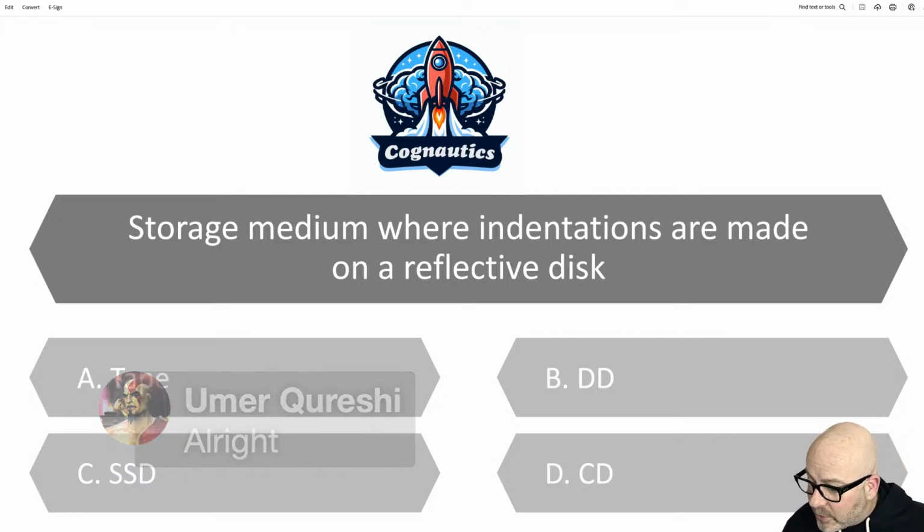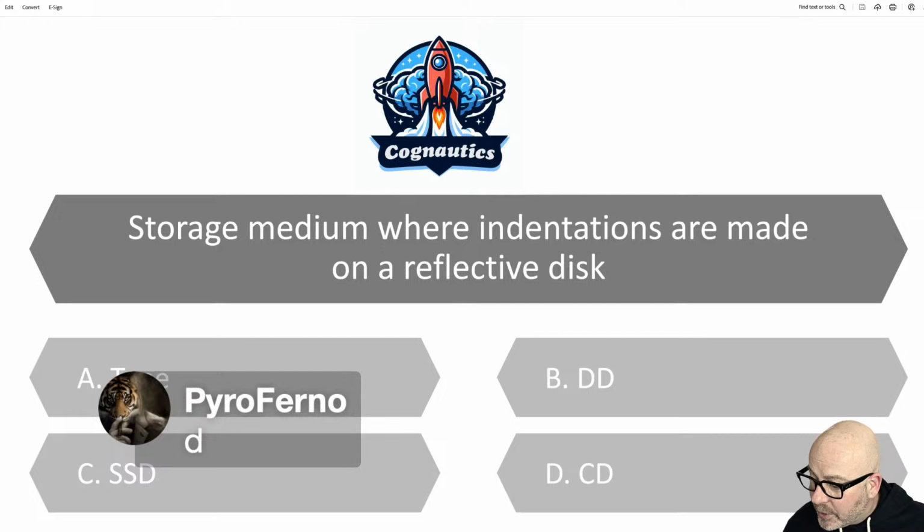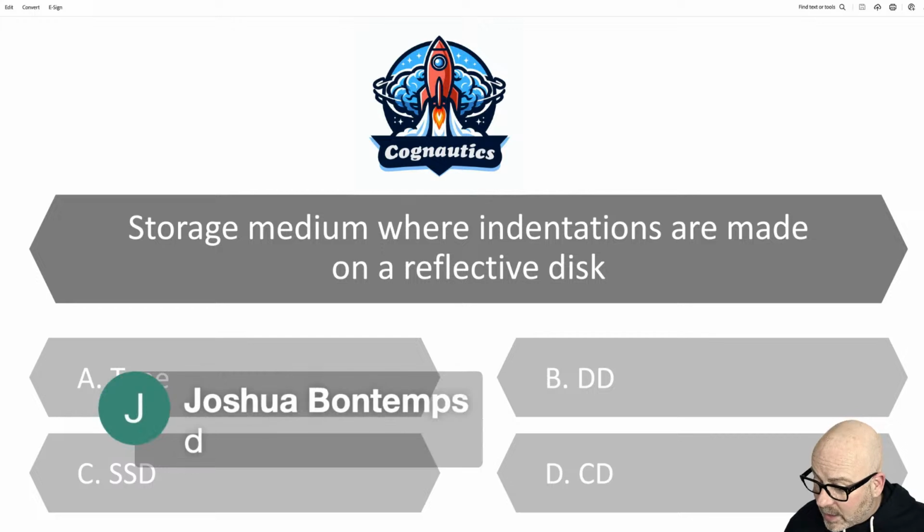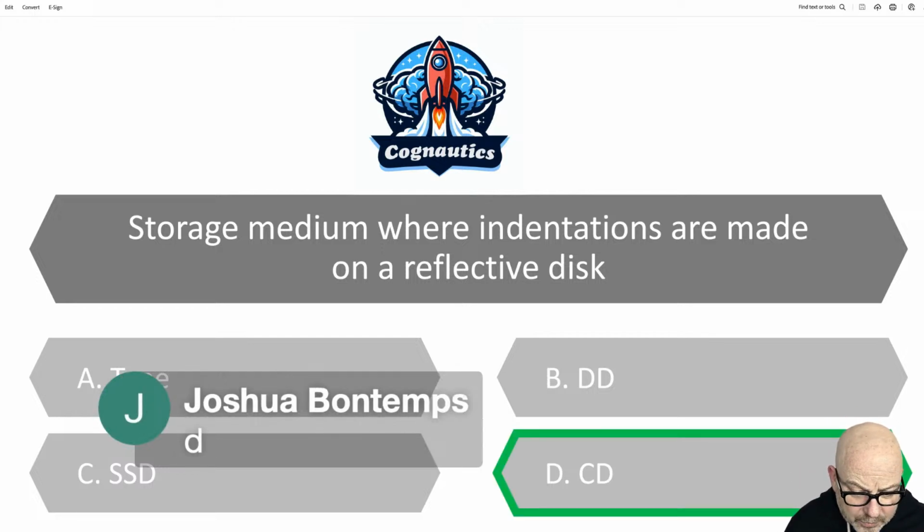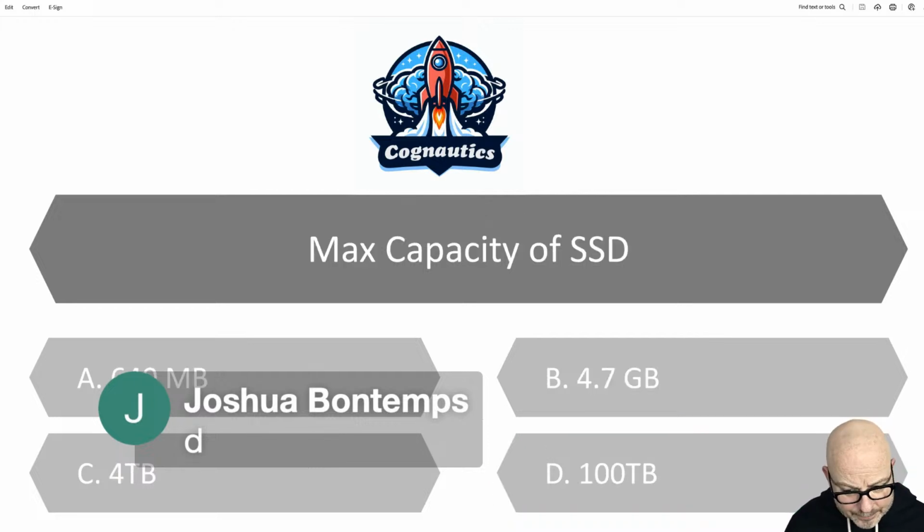We've got everyone's doing D. Pyroferno. Hello, Pyroferno. You are right, both capital and small. No says D. Dan says D. Uma says D. Josh says D. You are all absolutely spot on. It is, okay. Indentations, optical, okay.